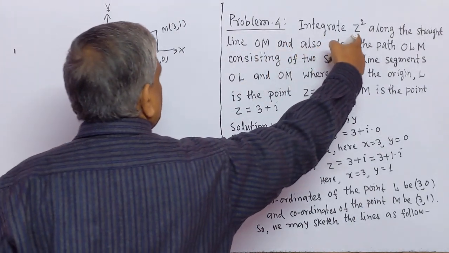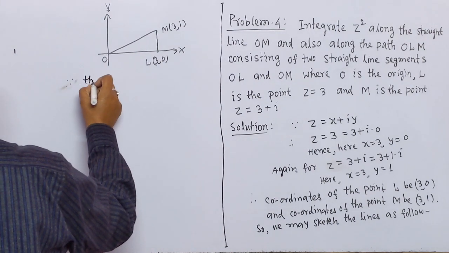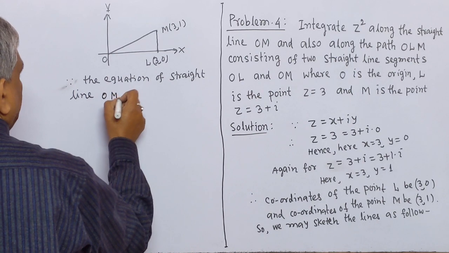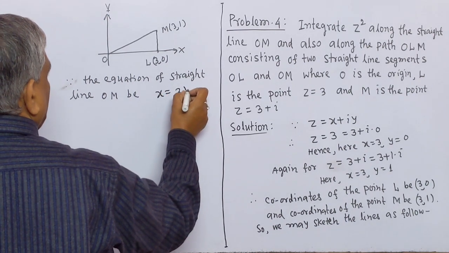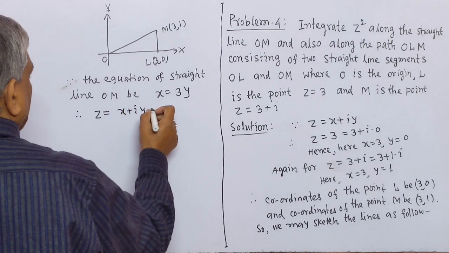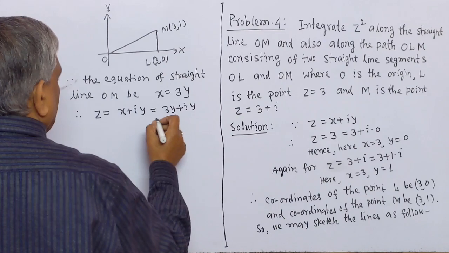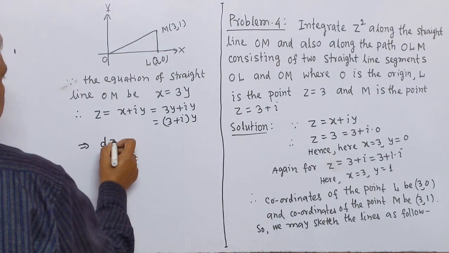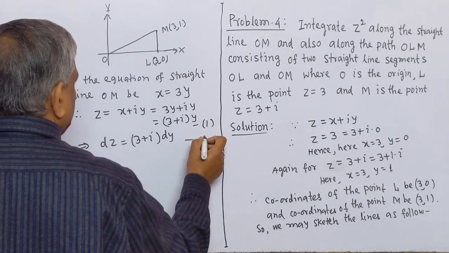Now, we have to find the integration of z square along the straight line OM. Since the equation of the straight line OM, here (3, 1), that means x equals 3y. Therefore, z equals x plus iy, in place of x we write 3y plus iy. This is (3 plus i)y, which implies that dz equals (3 plus i) dy. Let this be number 1, this be number 2.